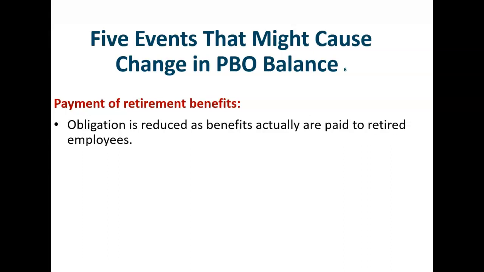Another change in the PBO occurs when the obligation is reduced as actual benefits are paid to retired employees. The payment of such benefits is not applicable to our present illustration because we've limited the situation to calculations concerning one employee who is several years away from retirement. Remember, though, that in reality the actuary would make these calculations for an entire pool of employees covered by the pension plan.